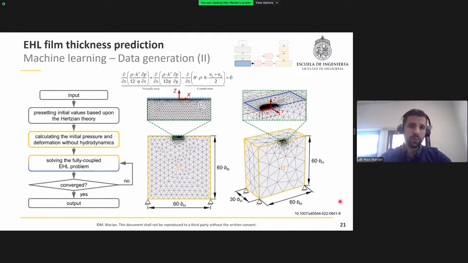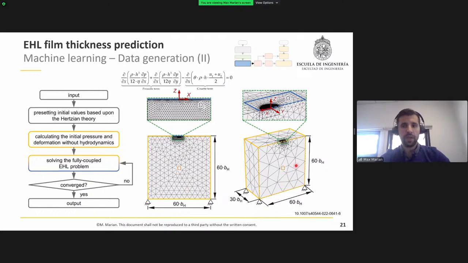The database was created using an EHL simulation model based upon the finite element method, full system approach that was suggested by Hapchi and co-workers. On the left-hand side, we can see the solver flowchart, and on the right-hand side, we can see the solution domains. This is for the 2D line contact, and this is for the 3D point contact, making use of the plane symmetry.